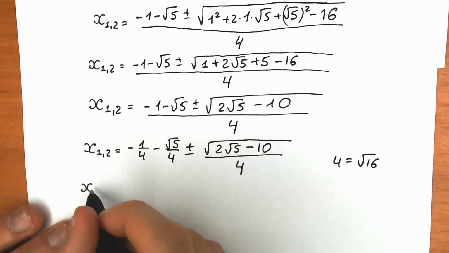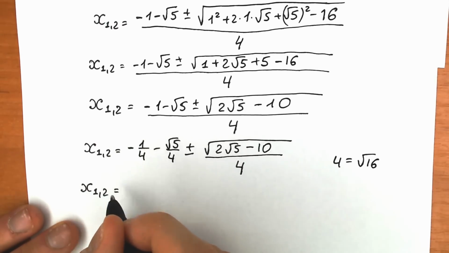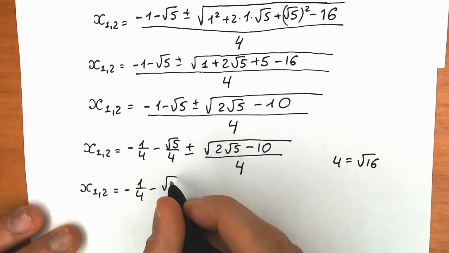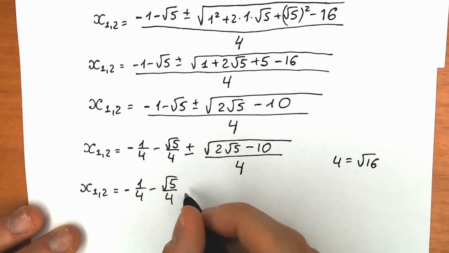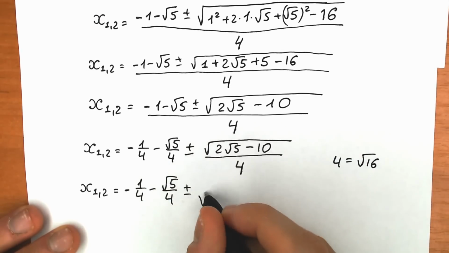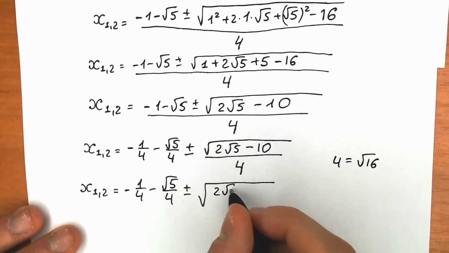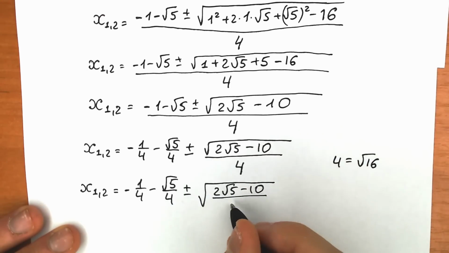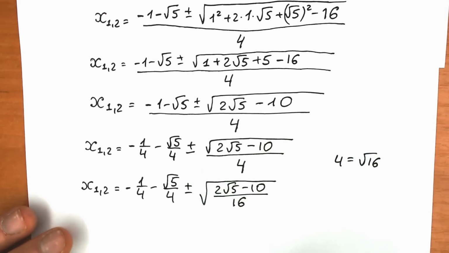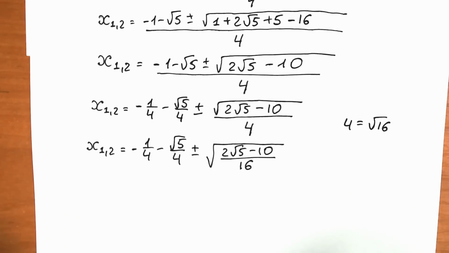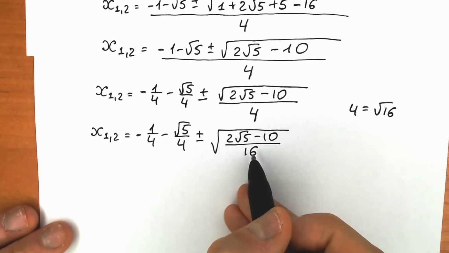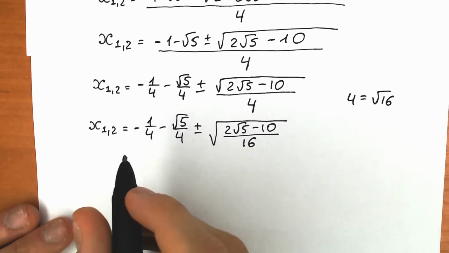So let's do this right now. So we have x first and second is equal to minus 1 over 4 minus square root of 5 over 4 plus minus square root of 2 square root of 5 minus 10, and we divide it by 16. Okay, this step, I really hope you understand this step. And right now, what are we going to do? We're going to divide each of these elements by this common denominator, by this 16. Let's do this right now.